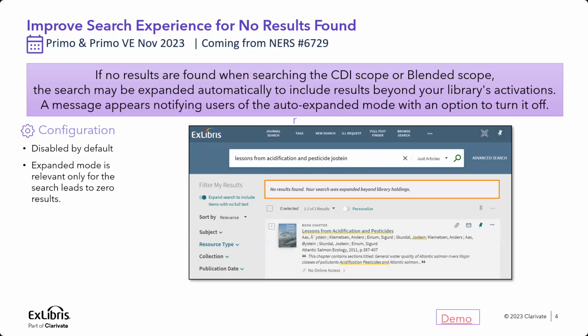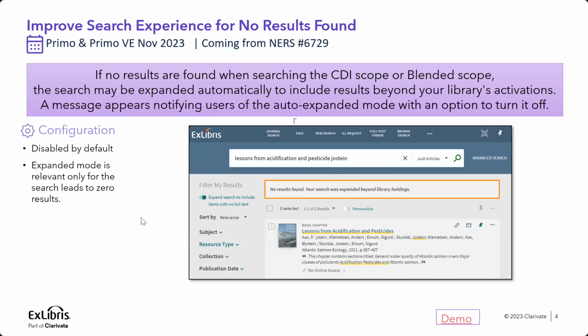blended scope. So a user can search for a title that we know exists in CDI, but since the library does not activate the collection that this article may be part of, it's not in their library holdings, what we call, then the user will get no results found. So we dedicated this use case to show an improvement for the user.